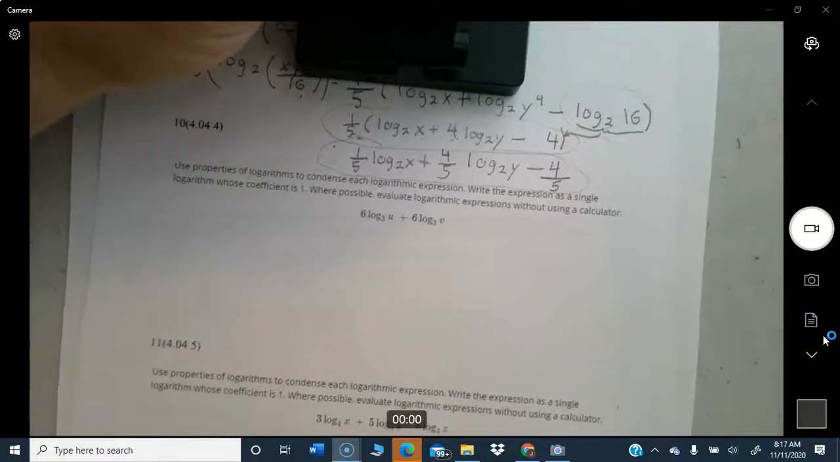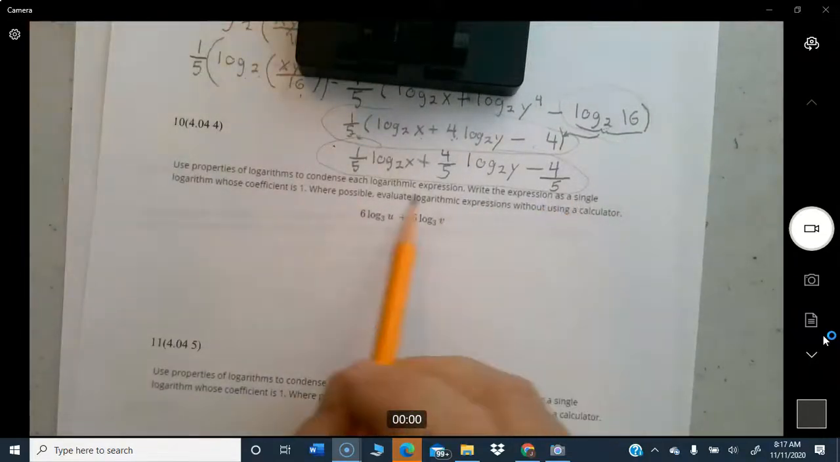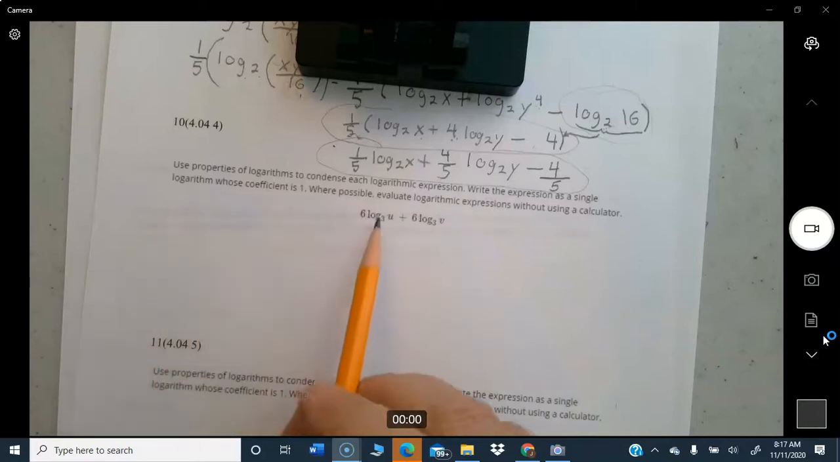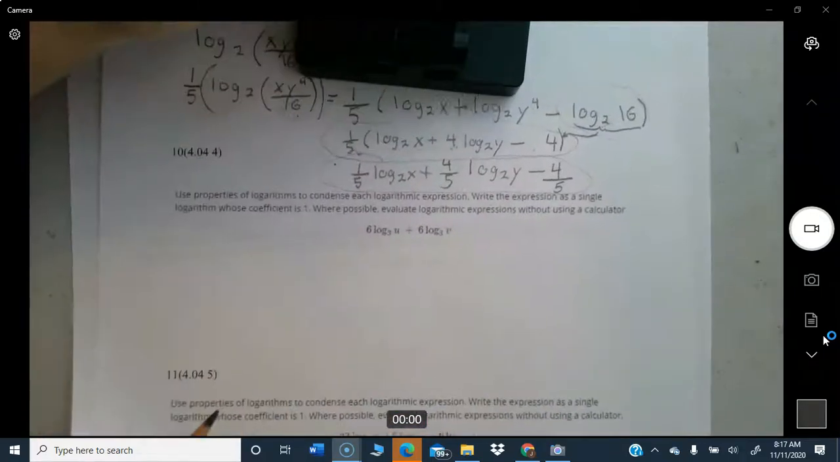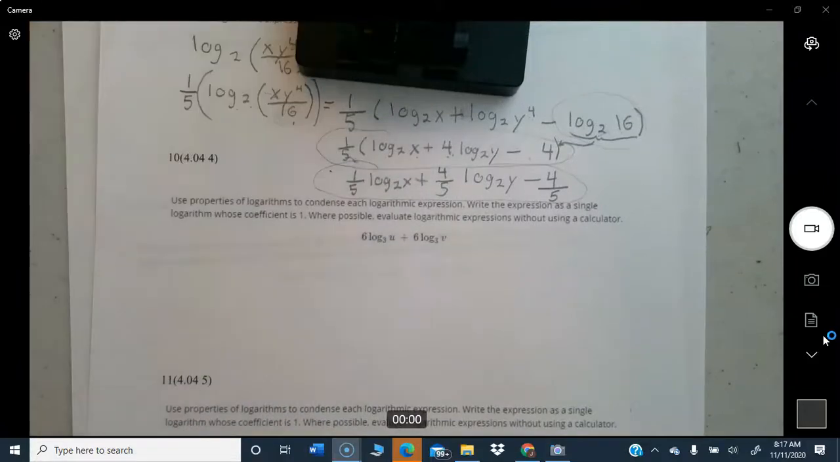It says, use properties of logarithm, blah, blah, blah, write the expression as a single logarithm. So that means you want to write it so you only have one log. Okay, you only have the word log one time. That's what it's saying. All right, so here we have a log base 3 of u plus 6 log base 3 of v. Those are two different letters there in case it's hard to tell. Okay, those are two different letters.